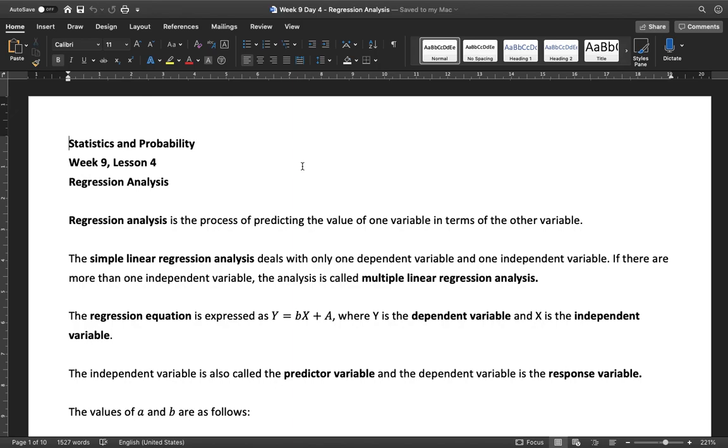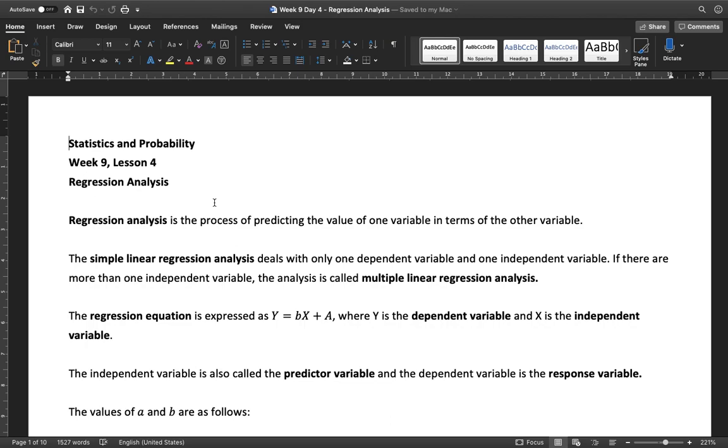Hey everyone, today we're going to discuss regression analysis. In our previous lesson, we learned about correlation analysis. We learned how to measure the correlation between two variables according to its strength and direction. We've also learned how to determine if the relationship between two variables is significant by testing it using t-test. Now this time, we will be performing regression analysis.